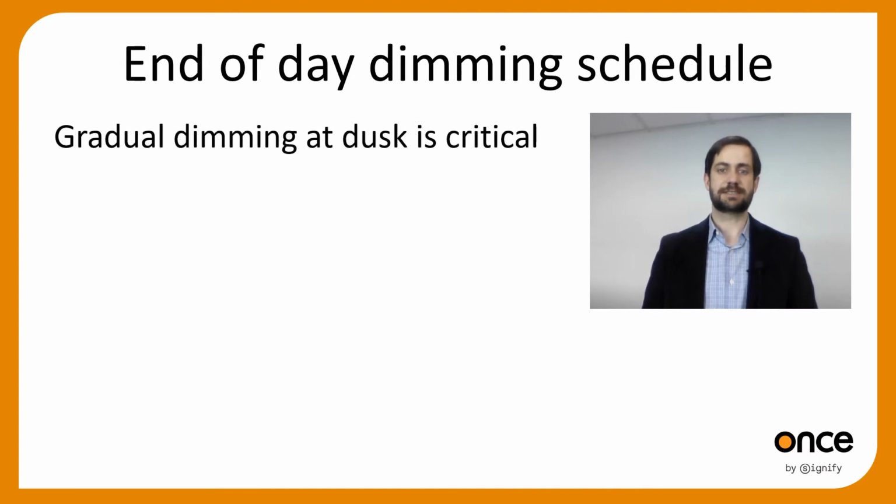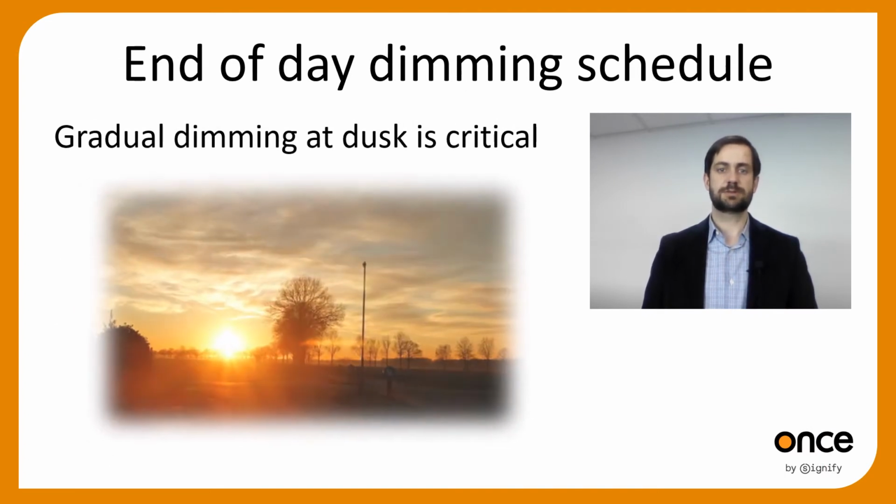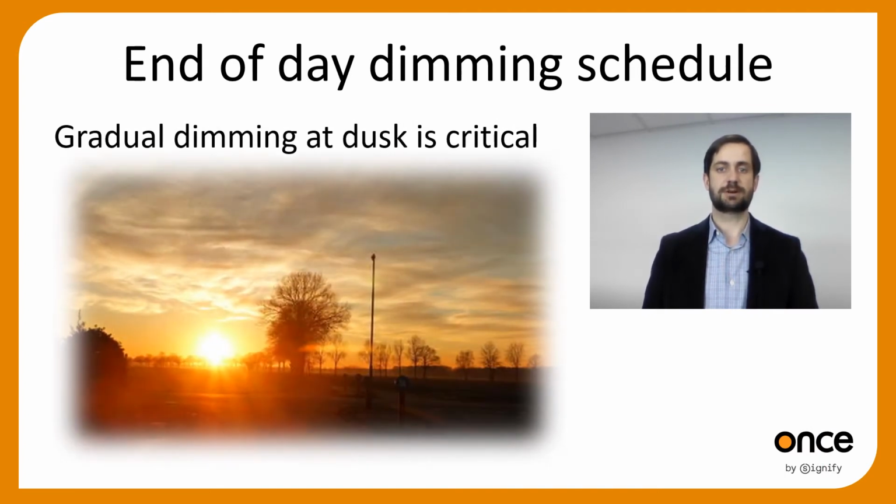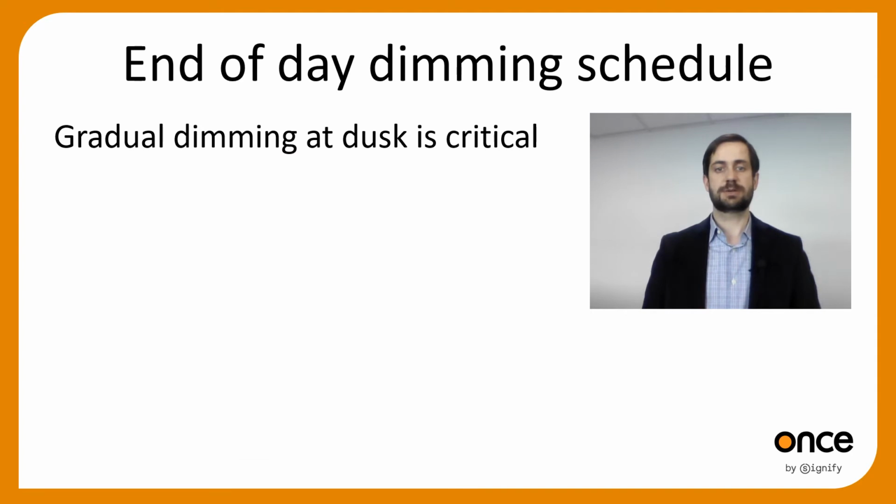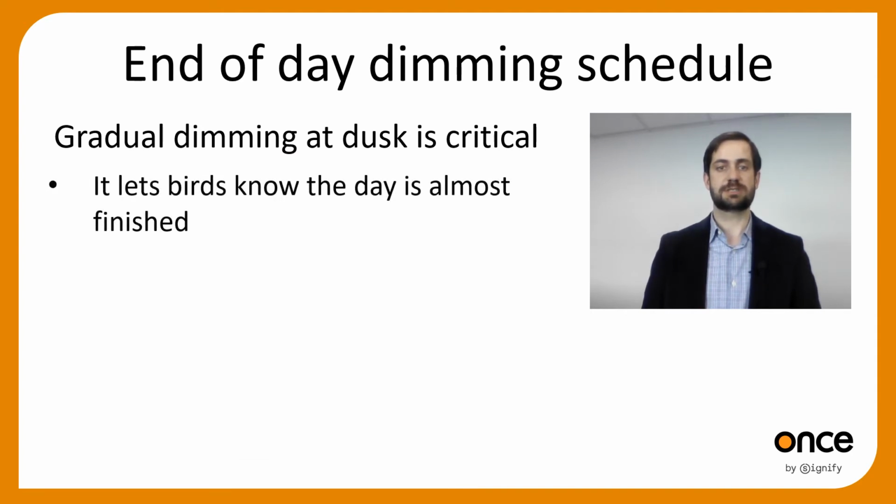Gradual dimming at dusk is critical. Before roosting for the night, the birds will often load up on additional food and water in anticipation of a longer nighttime fast. The gradual dimming lets the birds know that nighttime is approaching. It gives them the opportunity to find a perch and settle in. The simulated sunset should occur over a minimum of 30 minutes.